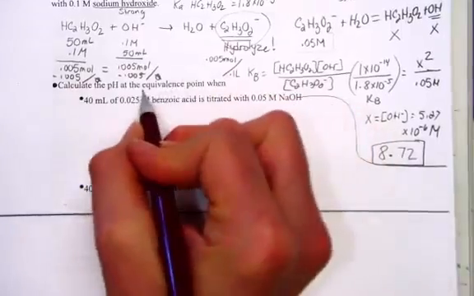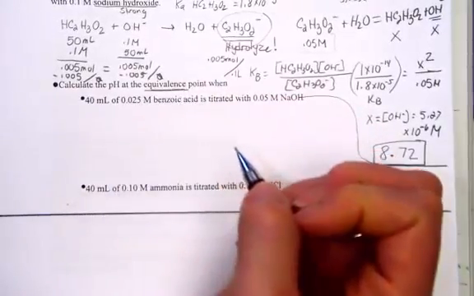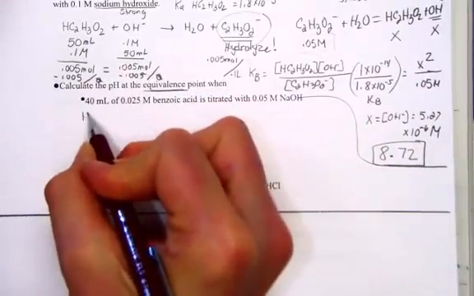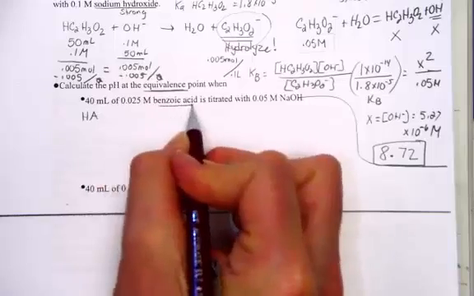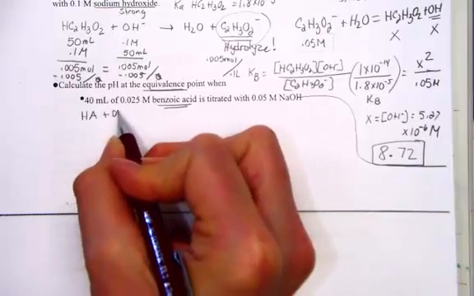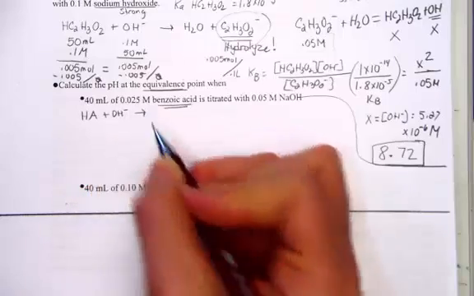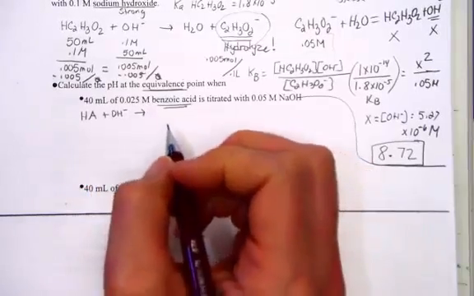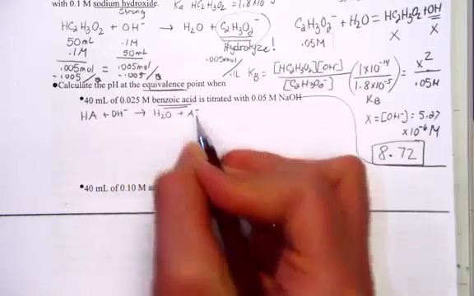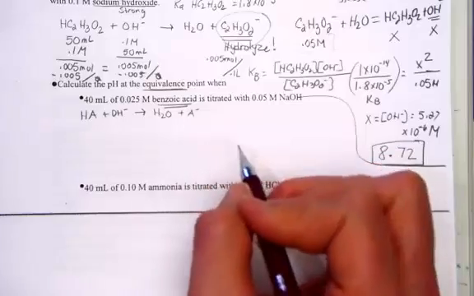Calculating the pH at the equivalence point when acid moles equal base moles. We'll consider benzoic acid, which I'll write as HA. It's a weak acid with a strong base of sodium hydroxide. I'll eliminate the spectator and just simply show OH negative. What I see forming here is neutral water and the conjugate base called benzoate, A negative.